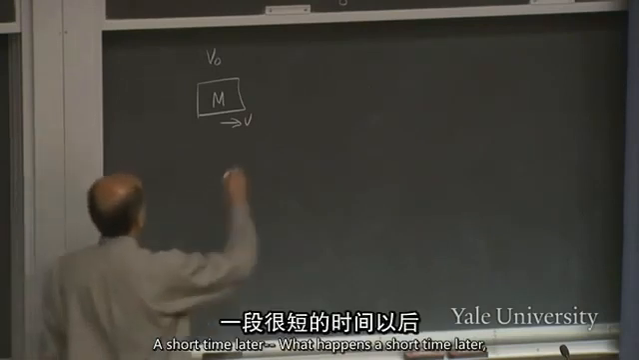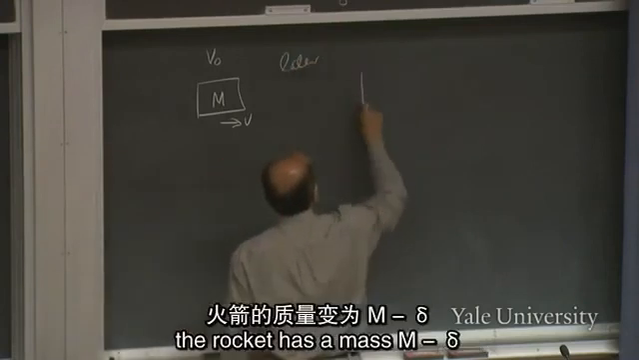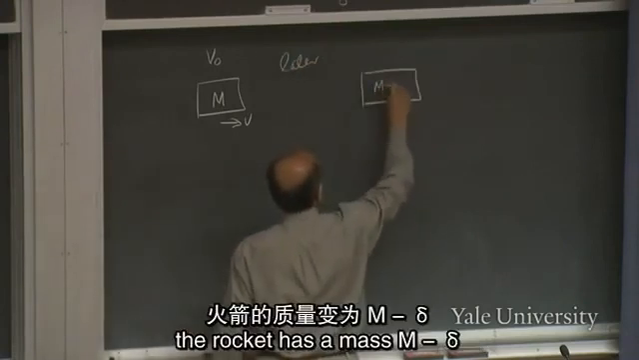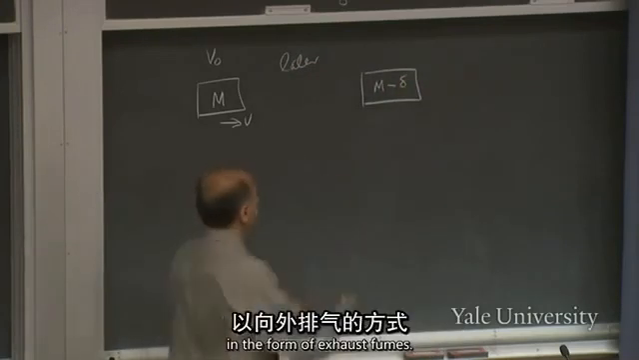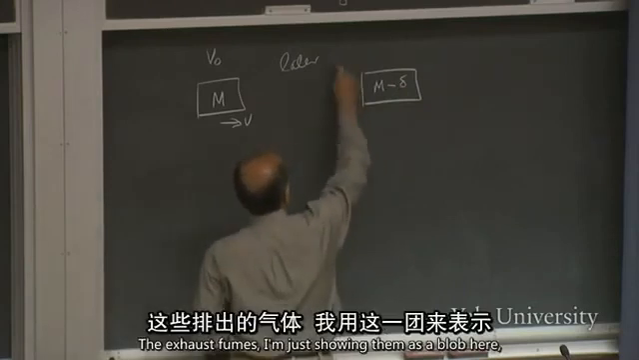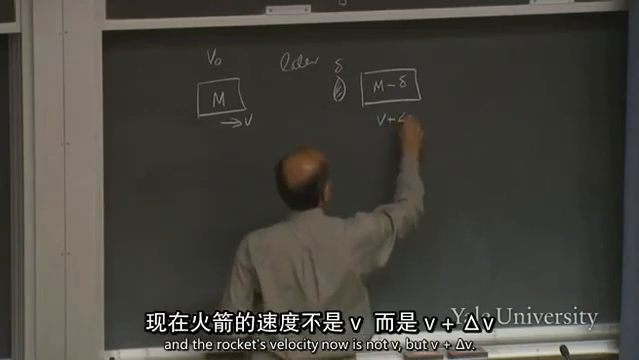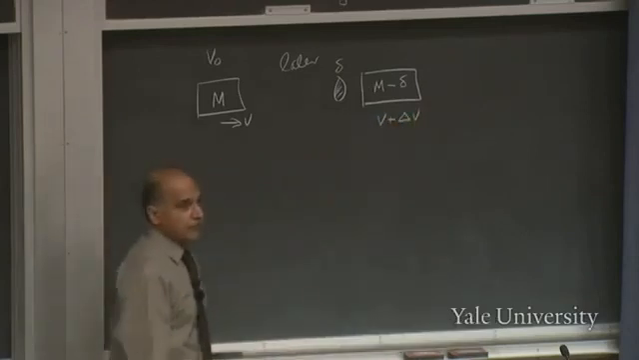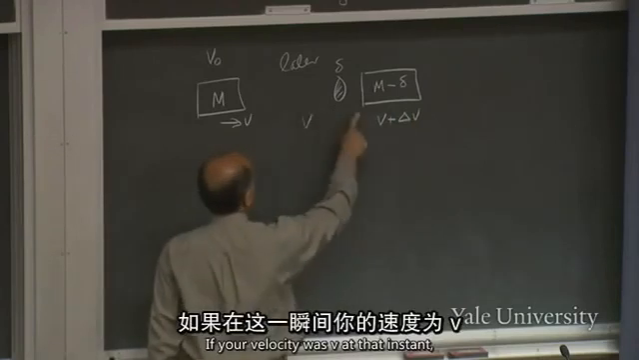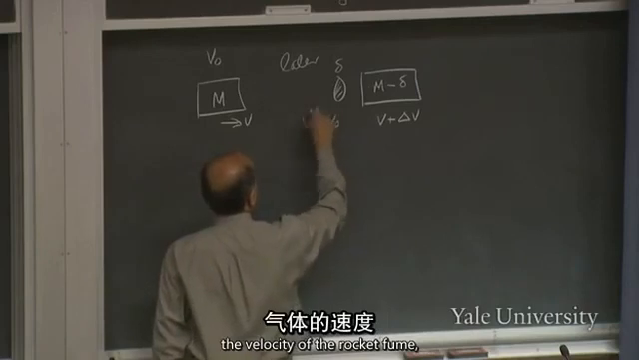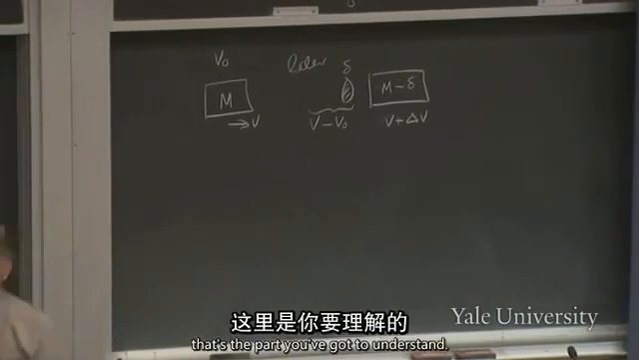A short time later, what happens? The rocket has a mass m minus delta because it's lost some of its own body mass in the form of exhaust fumes. The exhaust fumes, I'm just showing them as a blob here, and the rocket's velocity now is not v, but v plus delta v. And what's the velocity of the fumes? Here's where you've got to be careful. If your velocity was v at that instant, the velocity of the rocket fume with respect to the ground is v minus v0. That's the part you've got to understand.